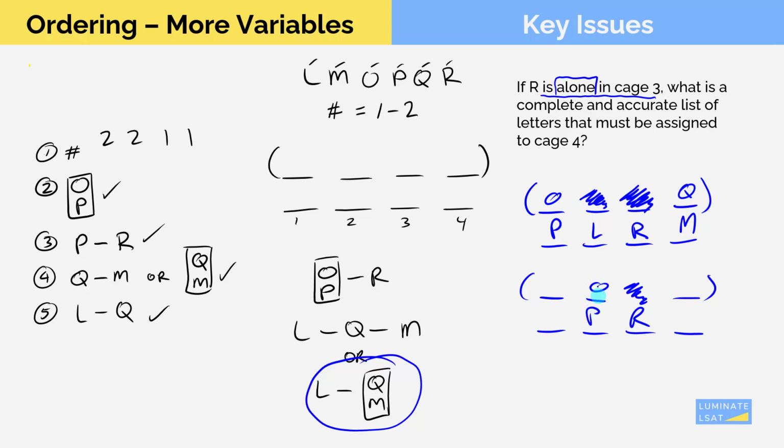If OP is going in the second cage, again, I don't have any room to put LQM in separate cages, so I have to put the L in one, the QM will have to go after it, like this, and the L is alone in cage 1. So it turns out the Q and the M always have to be assigned to cage 4.